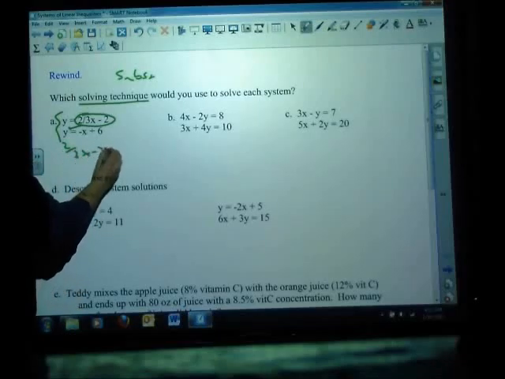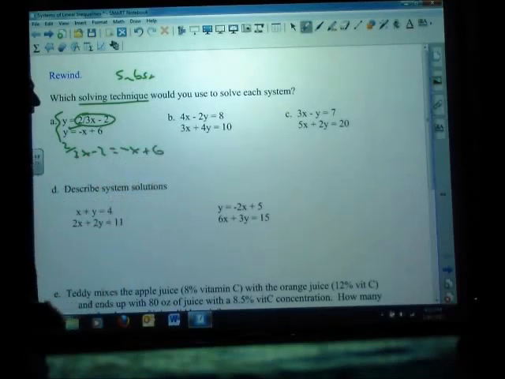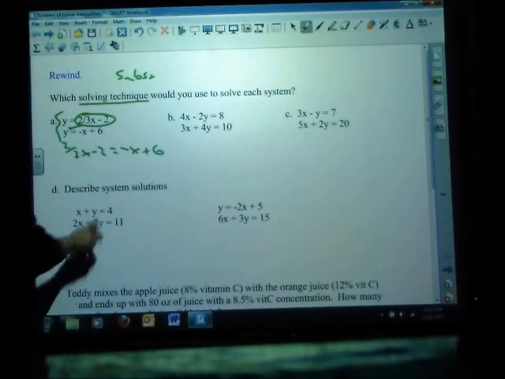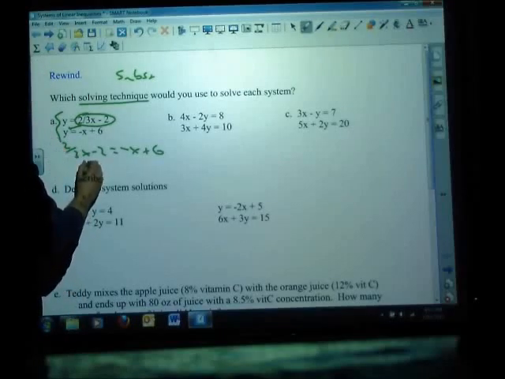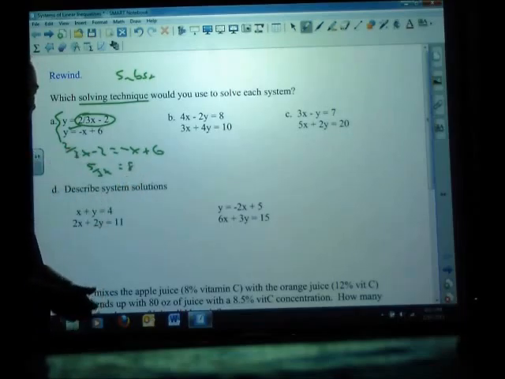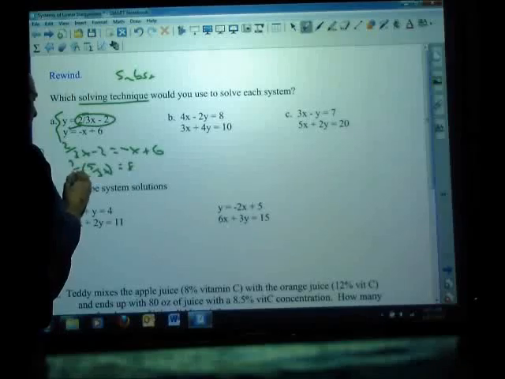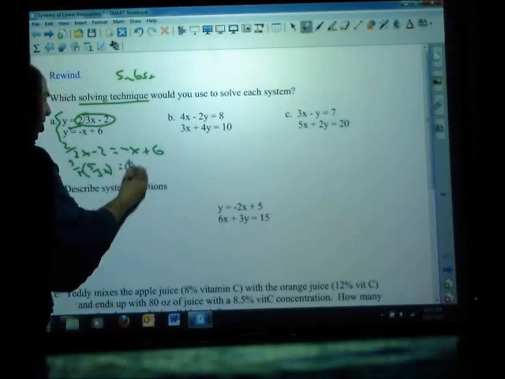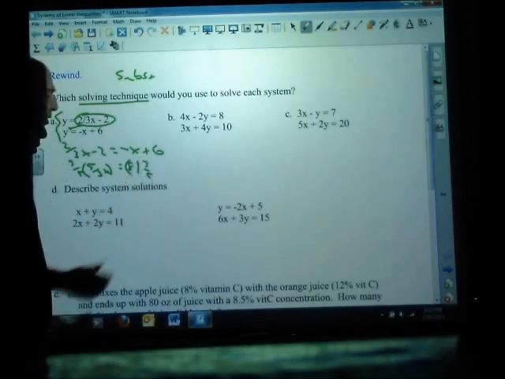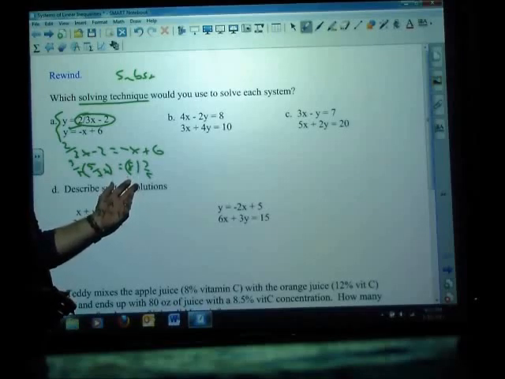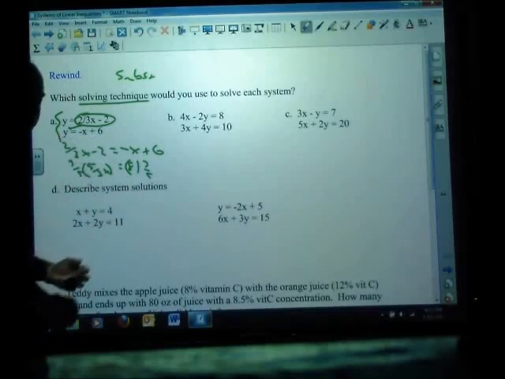2/3 x minus 2 equals negative x plus 6. And the idea is you then get it down to one letter in one equation. So I can do a little work on this, and I'll simplify a little bit here for you. 5/3 x equals 8. Multiply by the reciprocal, 3/5. The answer isn't so much as important as knowing how to do the technique for right now. So you'd have 24/5, and you get an answer, and then you'd be able to plop that in for x, and then you can figure out what y is.